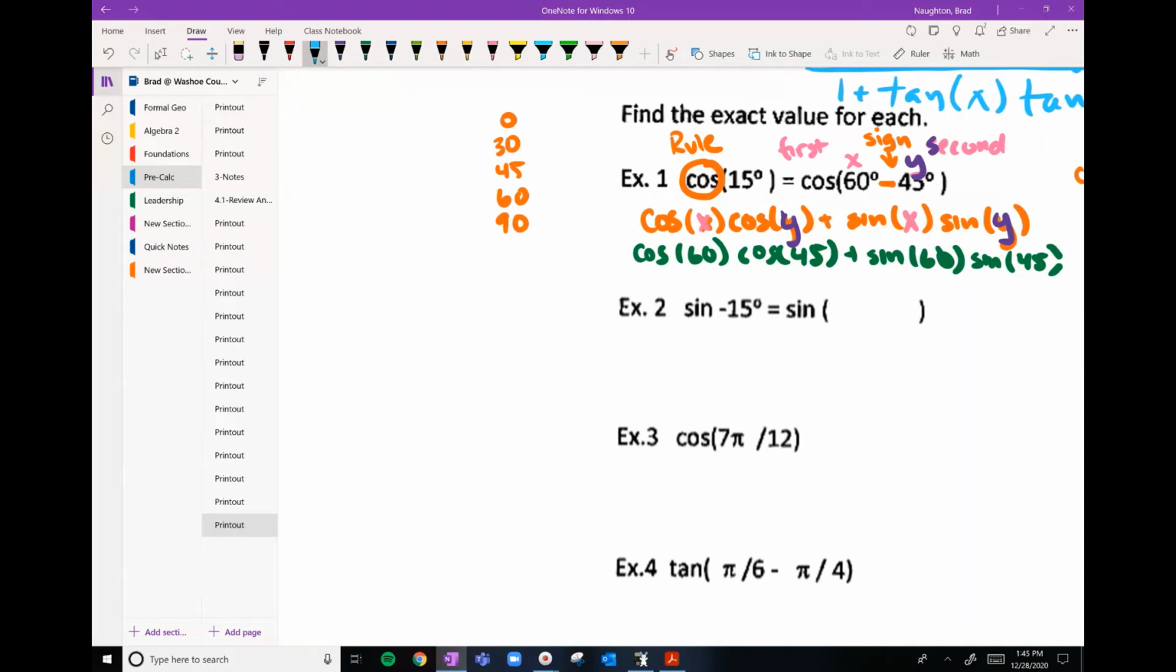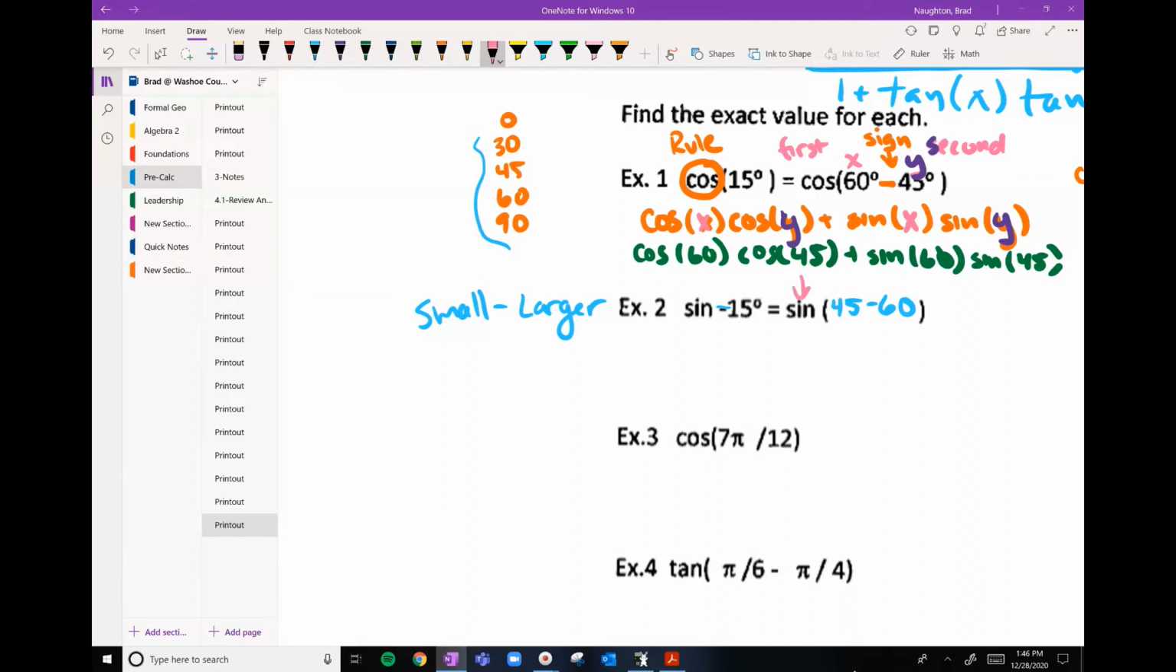I don't know that on my unit circle, but how can I use my wheelhouse over here to make that? Well, one, I know it's negative. So to get that, I'm going to have to do a smaller number, and I'm going to subtract a larger number on my wheelhouse to get that. So in this case, that's going to be 45 minus 60. So let's take a look.